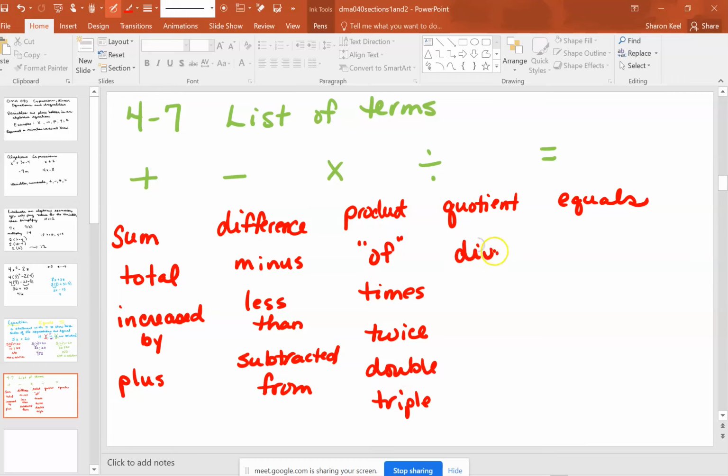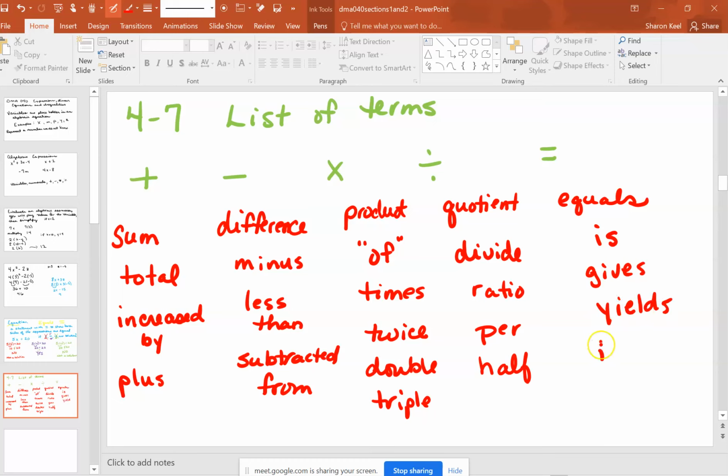Quotient, you will also see the word divide or divided by. You might see the word ratio, which is familiar from dma040. And we did division when we had things written as a ratio. We also talked about the word per. Per would also mean to divide. If you were asked about half of something, you would divide by 2. Other keywords for equals could be is, gives, yields, is the same as. So you might see a variety of terms representing equals, okay?